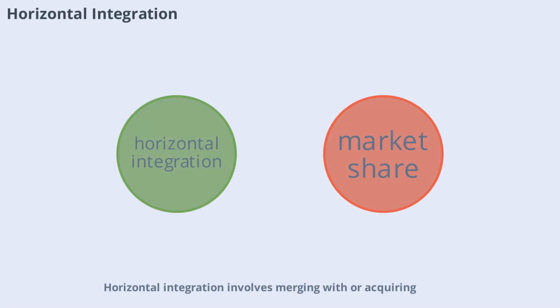Horizontal integration involves merging with or acquiring competitors at the same stage of production. This can increase market share, reduce competition, and create economies of scale, but may attract regulatory scrutiny.